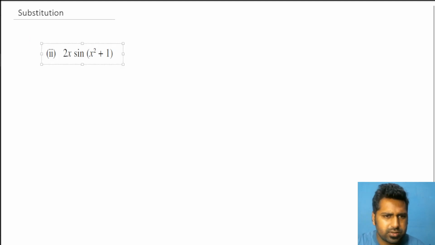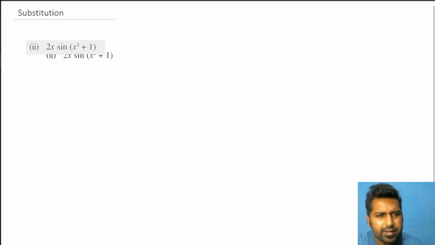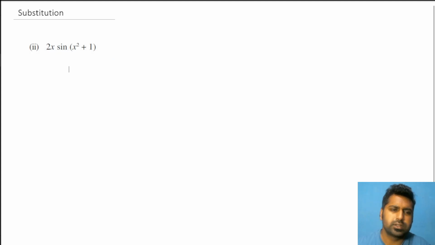Remember this idea. Whatever is asked for integration, the weirdest expression that looks in it, the weirdest one, that will be your thing to be substituted.